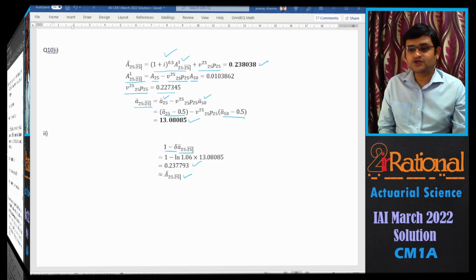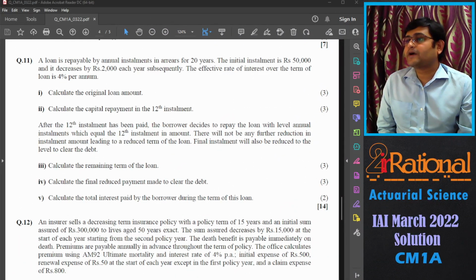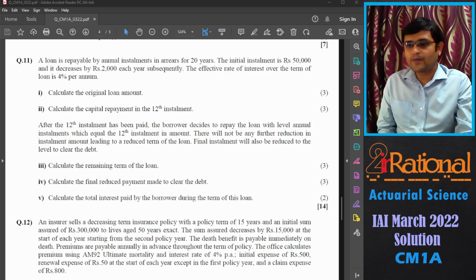Let's see the next question. Question number 11: a loan is repayable by annual installments in arrears for 20 years. The initial installment is 50,000 and it decreases by 2,000 each year subsequently. The effective rate of interest over the term of the loan is 4% per annum. Calculate the original loan amount. And then in the second part, calculate the capital repayment in the 12th installment.